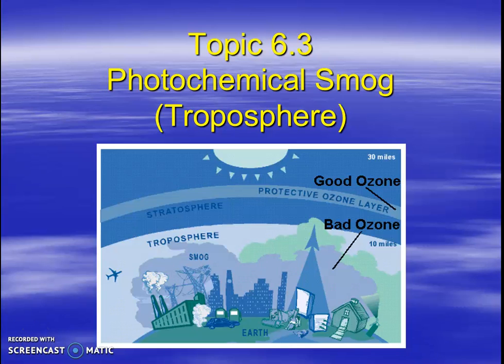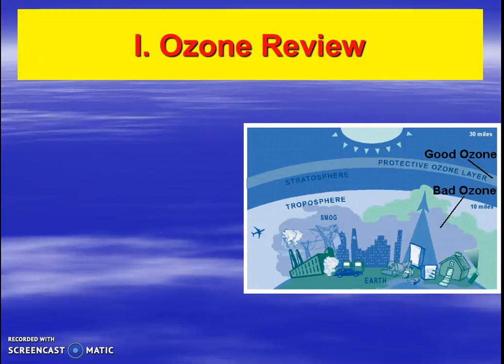Hello, I'm Environmental Students. Today we're going to be talking about photochemical smog, and we're going to be focused on the troposphere this time, because all the pollutants that make this stuff are formed where we live, in the troposphere. Alright, let's get started. Before we do, let's make sure we really understand ozone from previous classes.